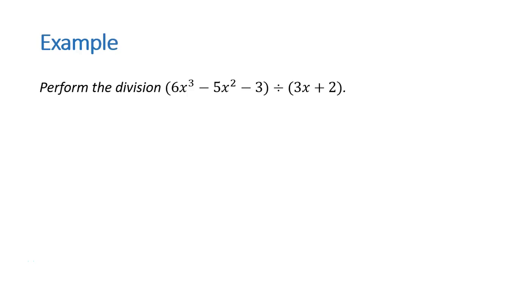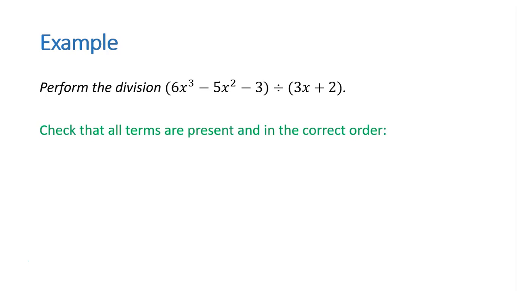So let's try one. So we have 6x cubed minus 5x squared minus 3, divided by 3x plus 2. So 6x cubed minus 5x squared minus 3 is our dividend, and then 3x plus 2 is our divisor. So first thing we need to do before we can set up our division and start dividing is check that all terms in both the dividend and the divisor are present and are in the correct order.